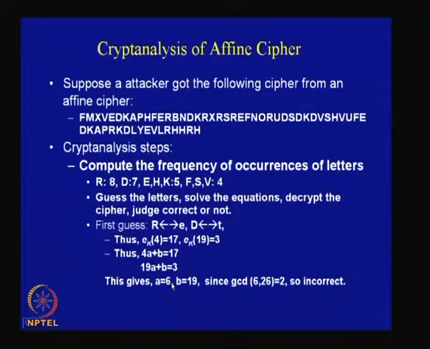Why? Because if you remember, in the affine cipher it is a requirement, because of the invertibility of the cipher, that A has to be co-prime to 26. So if you take the greatest common divisor of A and 26, you should get 1. But since this number is 6, and the GCD with 26 is 2, which is not equal to 1, this is an incorrect decipherment. So therefore we go for the next guess.